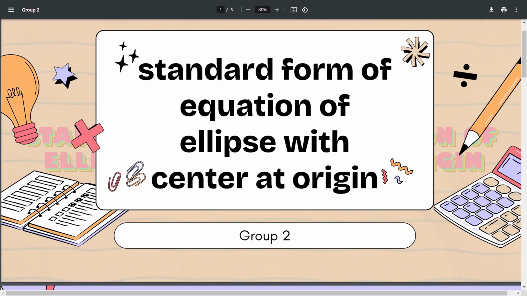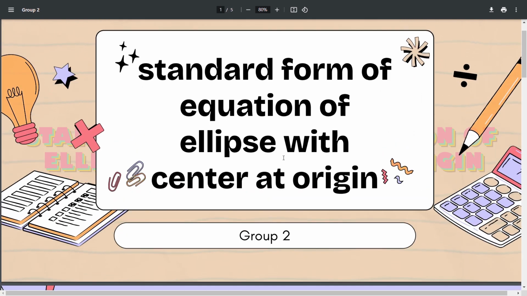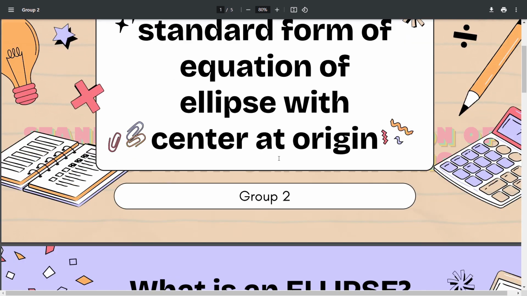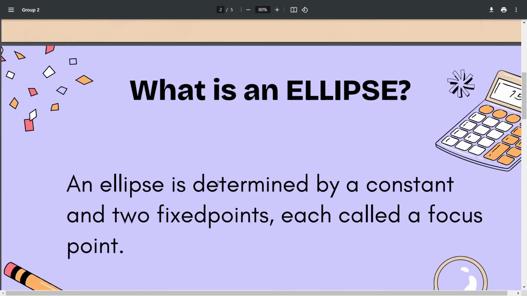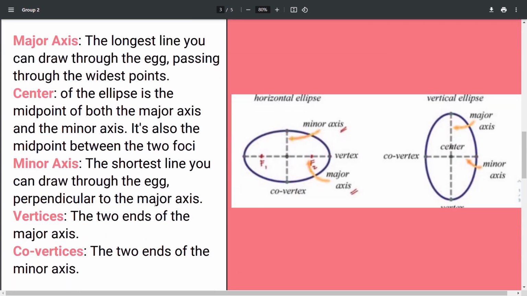Hello everyone. We're gonna tackle standard form of equation of ellipse with center at origin. Before we proceed, let's first define what is an ellipse. An ellipse is determined by a constant and two fixed points, each called a focus point. We have here the parts of an ellipse: major axis, center, minor axis, vertex, and co-vertex.